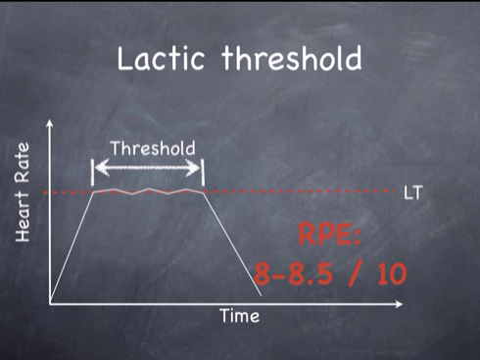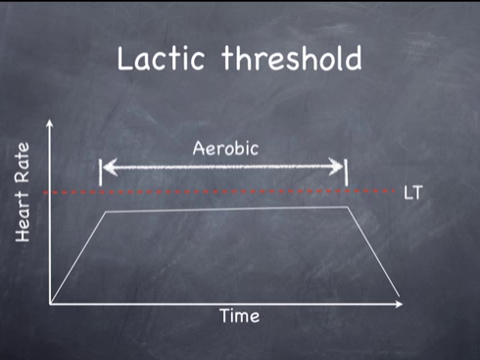Now, the rate of perceived exertion, the RPE, for this type of training is probably 8 to 8.5 out of 10. So a little bit lower, but going back to our speed and time at that speed graph from earlier, the slower the speed, the lower the intensity, the longer you can hold it for. We've only dropped it down a nudge there, and we've increased the length of time that we can hold it for.